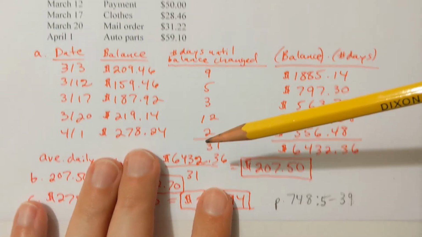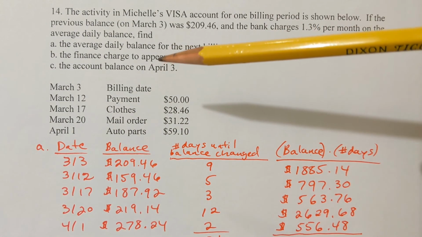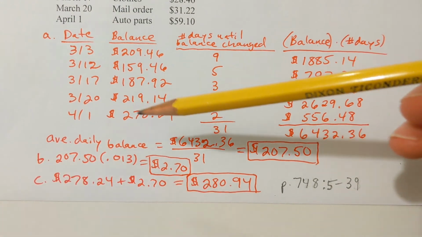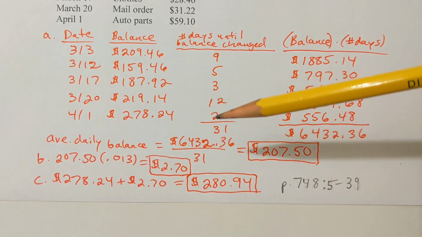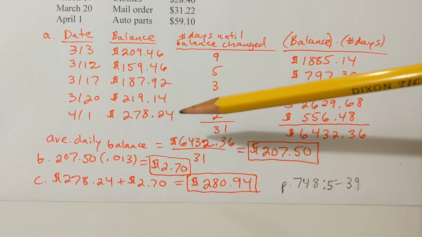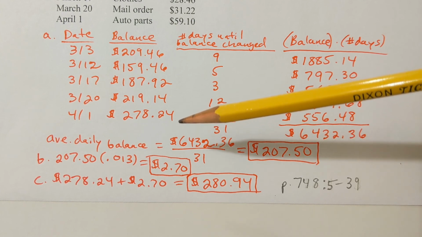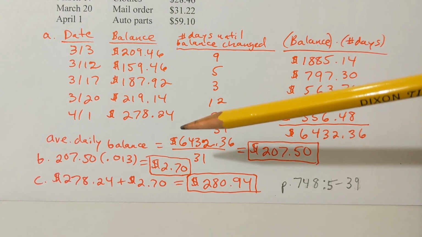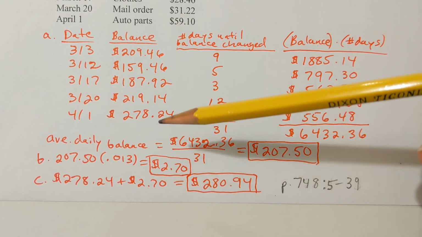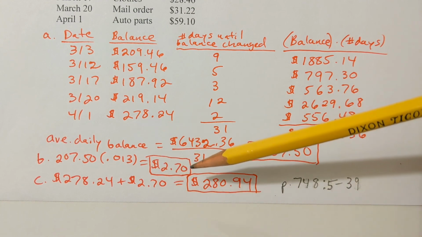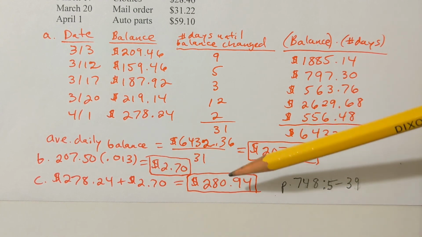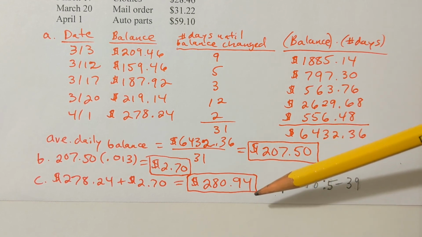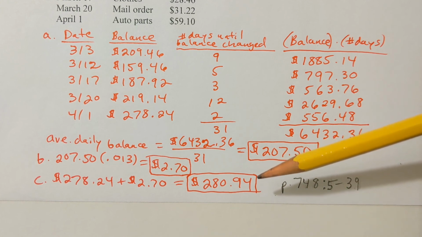Part C, find the account balance on April 3rd. Okay. Well, so this is what she had as her balance on April 1st. Okay, this is not what she's going to see in the mail on April 3rd, though. Okay, because she's going to be charged since she did not have a balance of $0 on the credit card. So if you take $278.24 plus the $2.70 that we calculated in Part B, you get $280.94 is what she's going to see on April 3rd when she gets the statement in the mail.